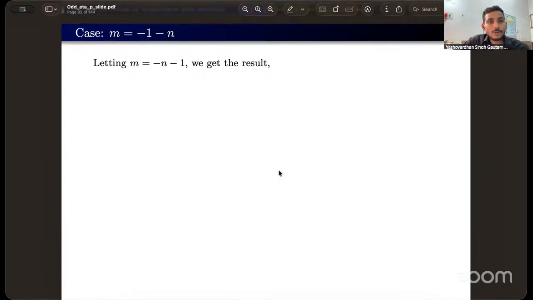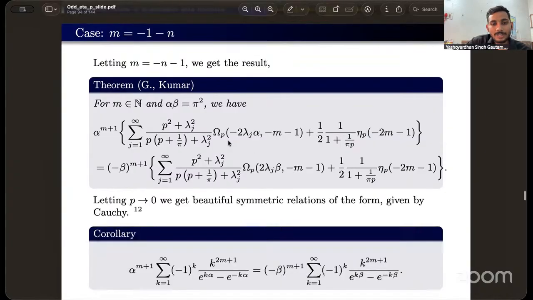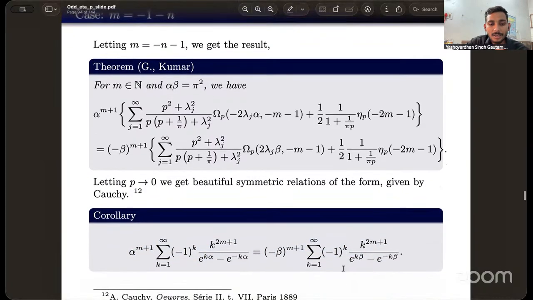Now if we take m equal to minus n minus 1, what will we get? It looks a bit complicated, but if we take p tends to 0, this becomes 0, and this also becomes 0. Only this infinite sum remains. So for p tends to 0, we get a very nice, beautiful symmetric result, which is given by Cauchy and is defined in this form. We have an infinite series on the left-hand side and also an infinite series on the right-hand side. Now, what will we do next?